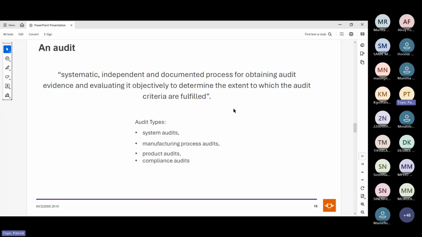Okay, this is just the definition of what an audit is. It's quite clear, Karabo. It's a systematic, independent, and documented process for obtaining audit evidence and evaluating it. So it's evidence and evaluating it to determine the extent to which the audit criteria are fulfilled or not fulfilled. So it is finding an issue, and then you look at it to see objectively how it compares to what should have been there.